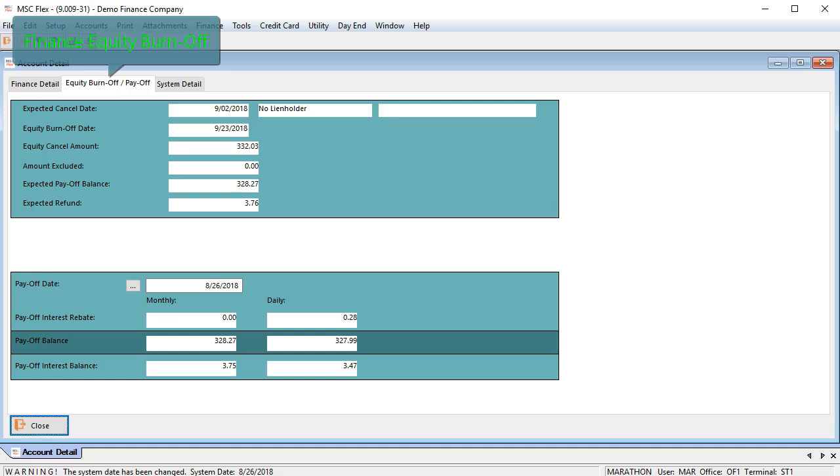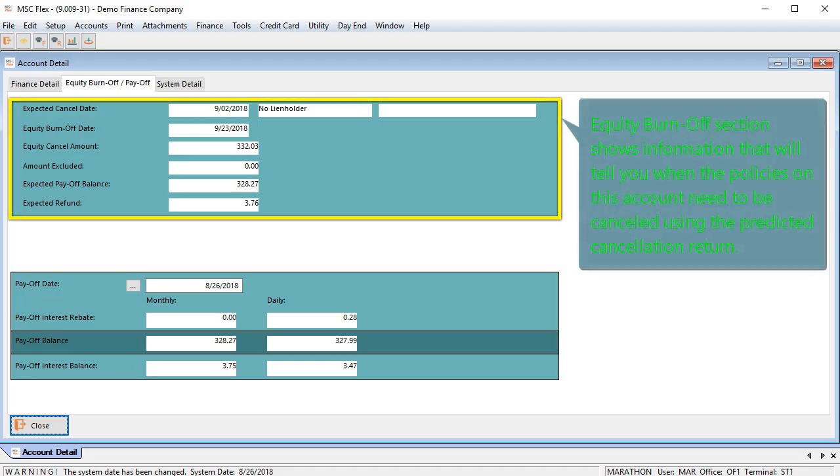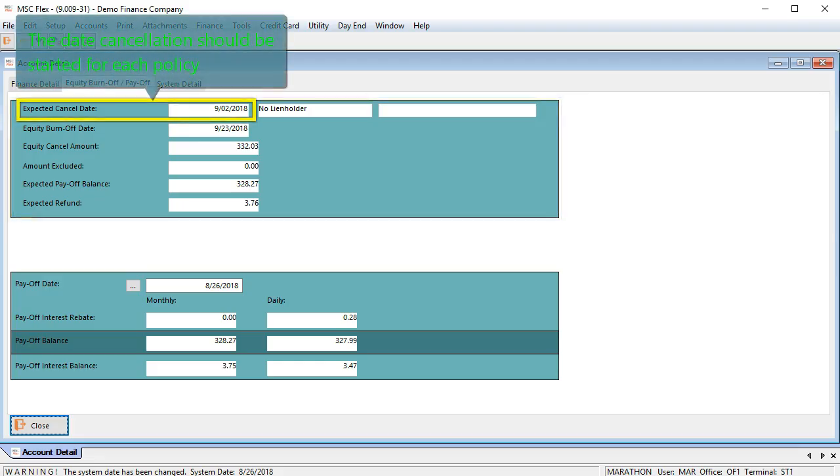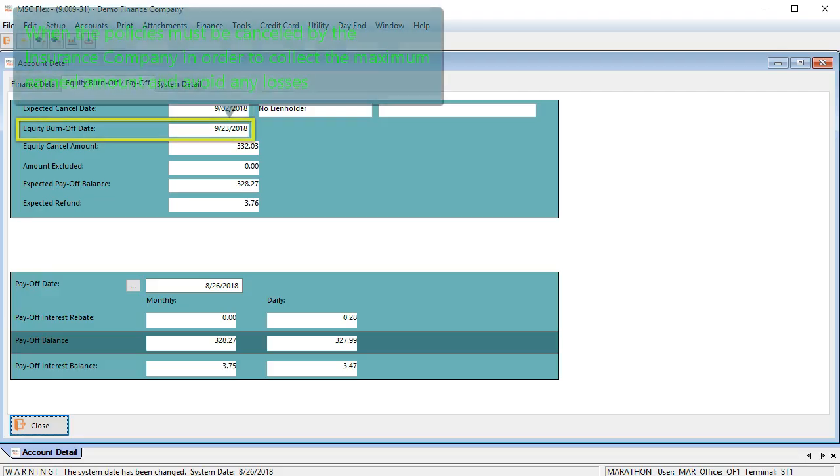This is the Finance Equity Burn-Off tab. The Equity Burn-Off tab shows information that will tell you when the policies on this account need to be canceled using the predicted cancellation return. The cancel date is the date that cancellation should be started for each policy. The burn-off date is when the policies must be canceled by the insurance company in order to collect the maximum earned amount and avoid any losses.